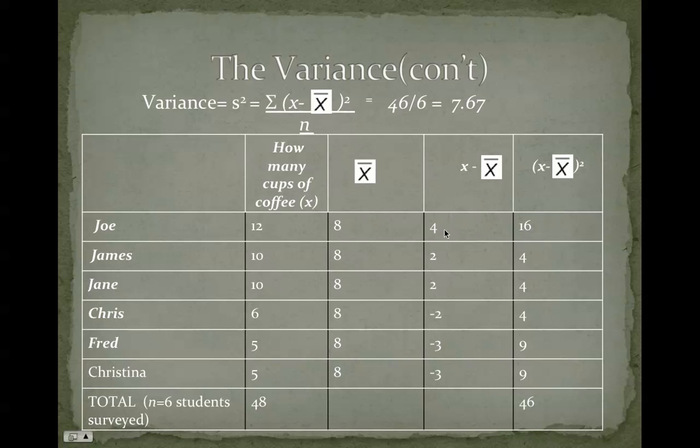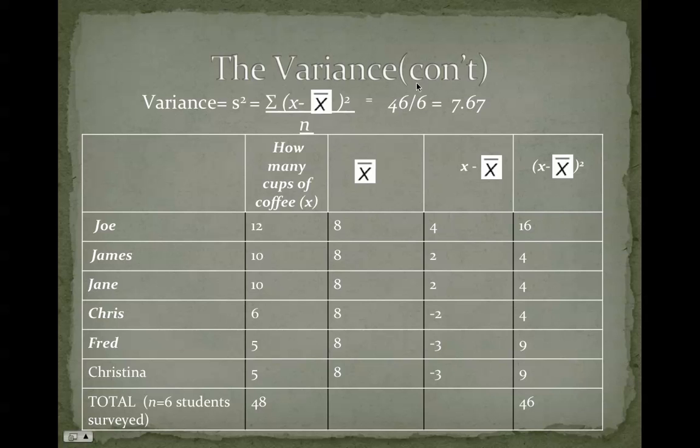So we're doing 4 squared is 16, 2 squared is 4, 2 squared is 4, 2 squared is 4, negative 3 squared is 9, negative 3 squared is 9. Even though we're not looking at the absolute values, we're not ignoring the negative sign. It doesn't matter, because if a negative number is squared, it becomes positive. Two negative numbers multiplied by each other give a positive. So negative 2 times negative 2 is 4, and negative 3 times negative 3 is 9. This column is x minus x bar squared.